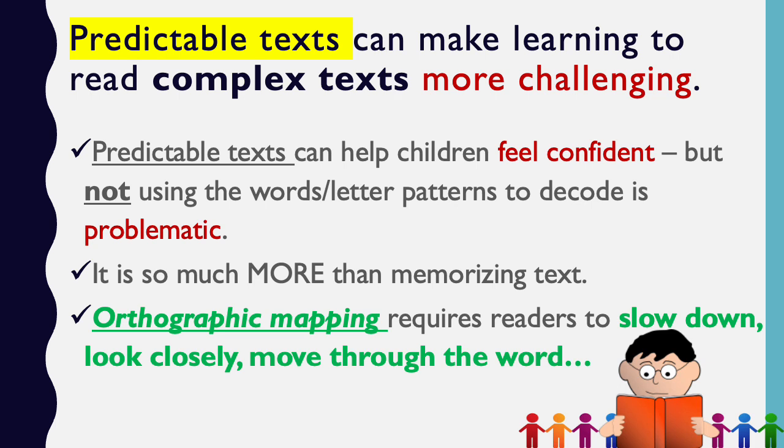And so they often memorize the text, and then when it comes time to orthographically map, the child has to slow down, look closely, and move through the word. And if orthographic mapping is skipped, then it becomes problematic, especially in the later grades where the pictures are less and the words are bigger and they aren't able to orthographically map or decode some of the multisyllabic words.